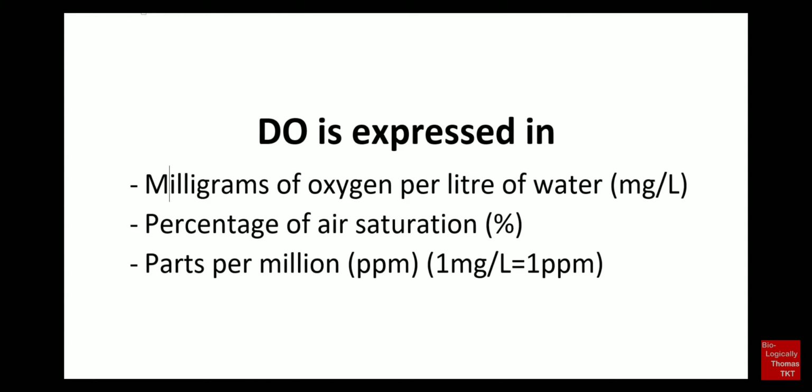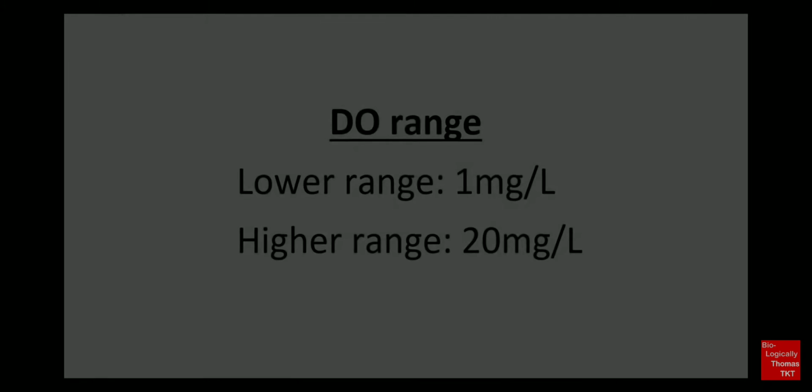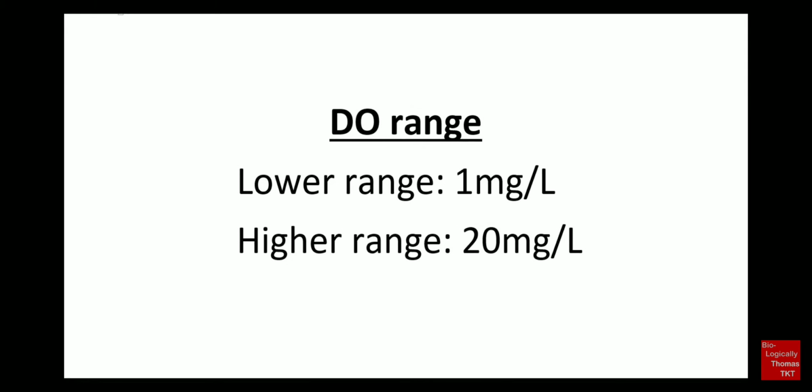Dissolved oxygen is usually measured in milligrams of oxygen per liter of water or percentage of air saturation. It may also be reported in parts per million or ppm. 1 mg per liter equals 1 part per million of dissolved oxygen. DO values can range from as low as 1 mg per liter to as high as 20 mg per liter. Value extremes can be lethal to aquatic organisms, especially fishes.